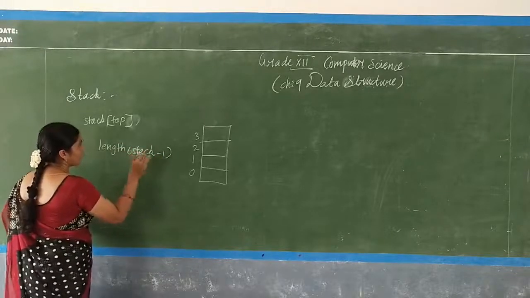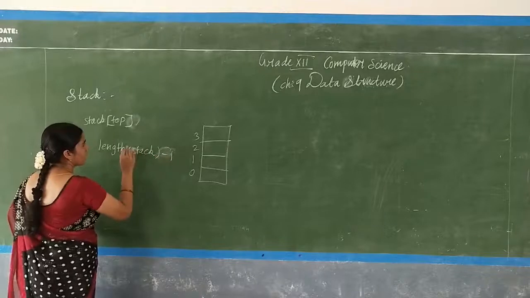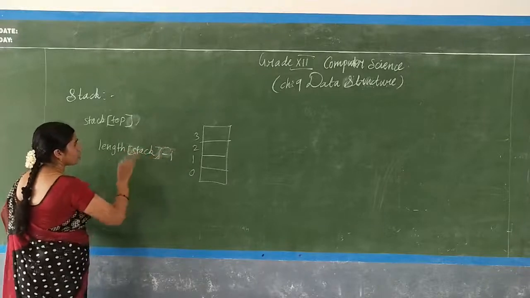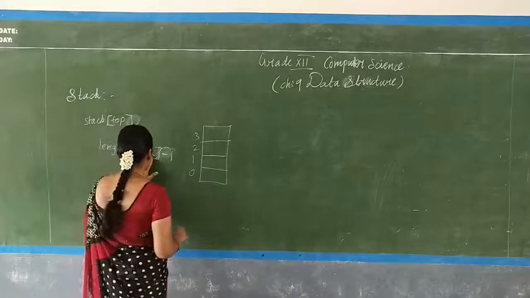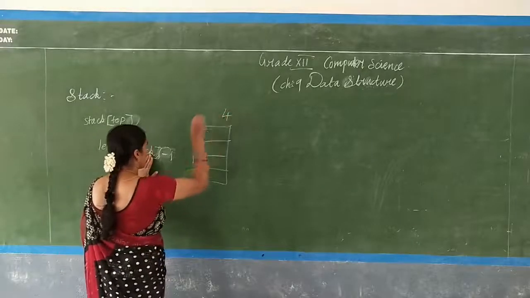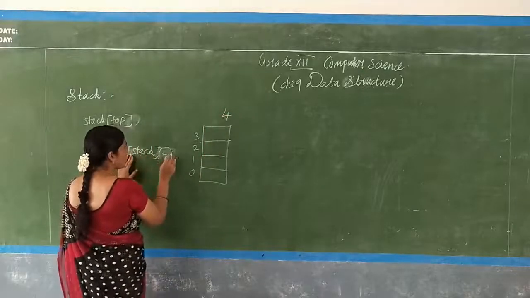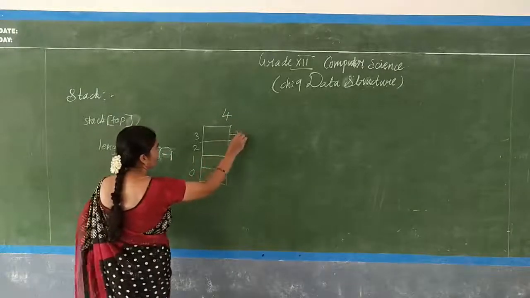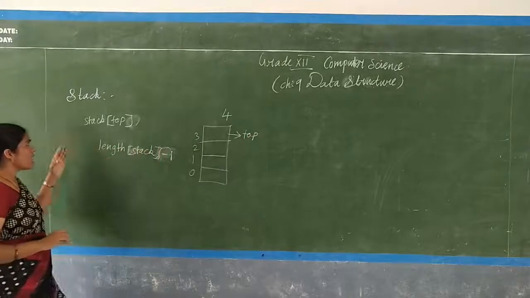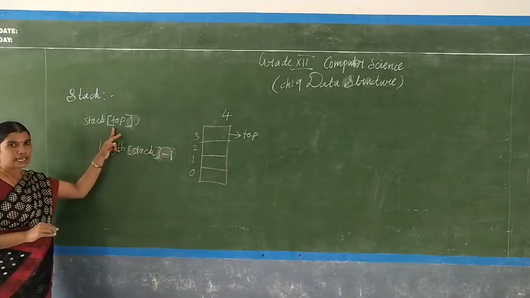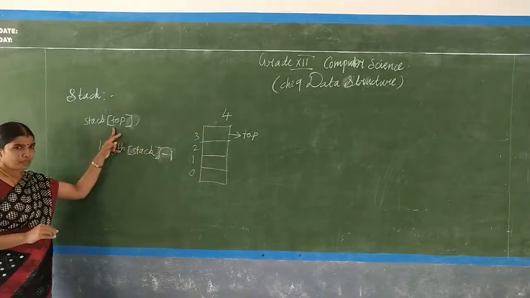Length of stack minus 1. Did you understand, student? Here the total length of the stack is 4. So 4 minus 1, 3. Okay. Now top points to position 3. Did you understand, student? A stack of top. The top is an integer value.